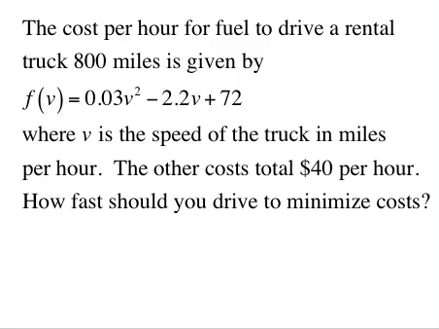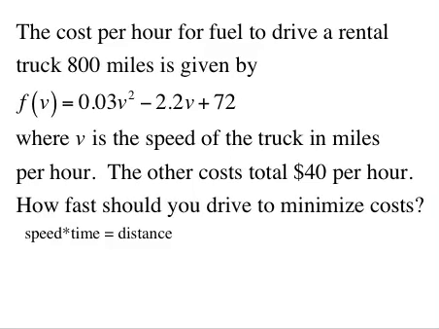Our next problem says the cost per hour for fuel to drive a rental truck 800 miles is given by f of v is 0.03 v squared minus 2.2 v plus 72, where v is the speed of the truck in miles per hour. The other costs total $40 per hour. How fast should you drive to minimize costs? So this is the fuel cost per hour, and we also determine the driver cost is $40 per hour. We need total costs. So let's build that model.